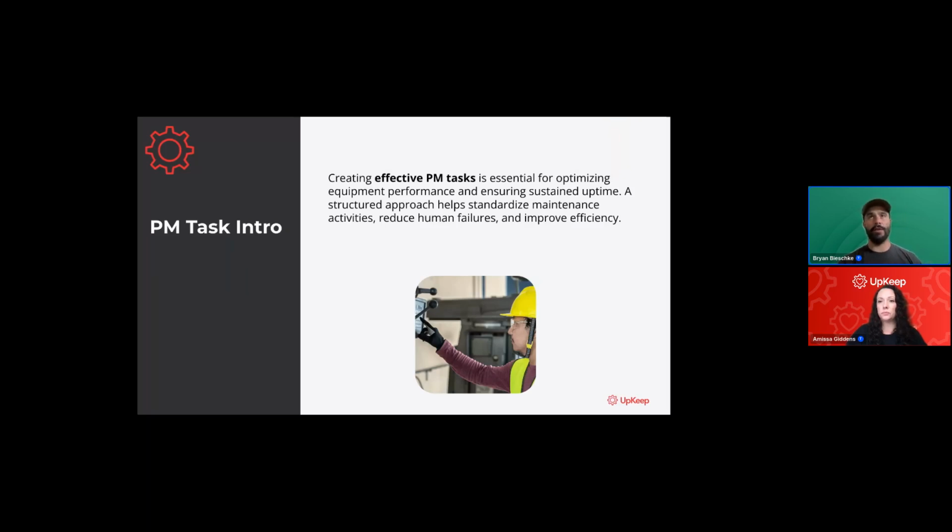We know what PMs are, preventive maintenance, right? We do those to maintain the inherent reliability of our machines. So we're going to create effective PM tasks. It's for optimization of equipment performance. We want to sustain uptime. We want to have a structured approach. We want to standardize. We want to reduce human failures and improve efficiency. Key there is human failures. Humans are the biggest variable in a maintenance department, and we often induce failures into machines by not doing the correct things or not understanding what we're doing, right?